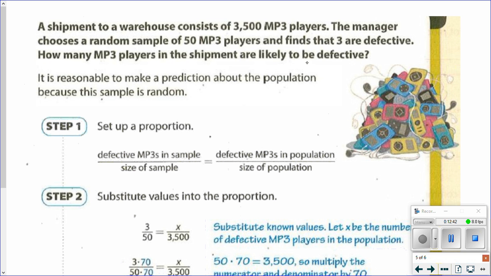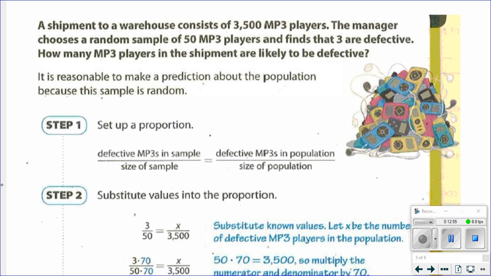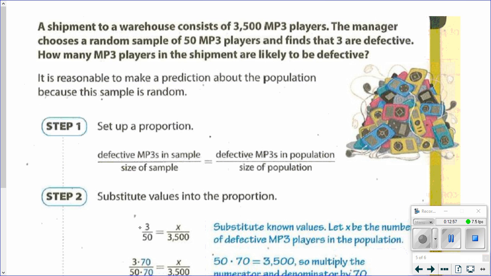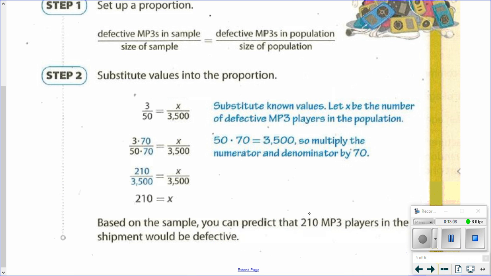So using that information, they want to figure out, well, how many should we expect out of the 3,500 to be defective? Whenever we're making a prediction off of data, we're usually using a proportion. So here's our proportion. The proportion is 3 out of 50 were defective. We want to know how many out of 3,500 will be defective. And so if you set up this proportion and then solve it, you'll get an answer of 210.